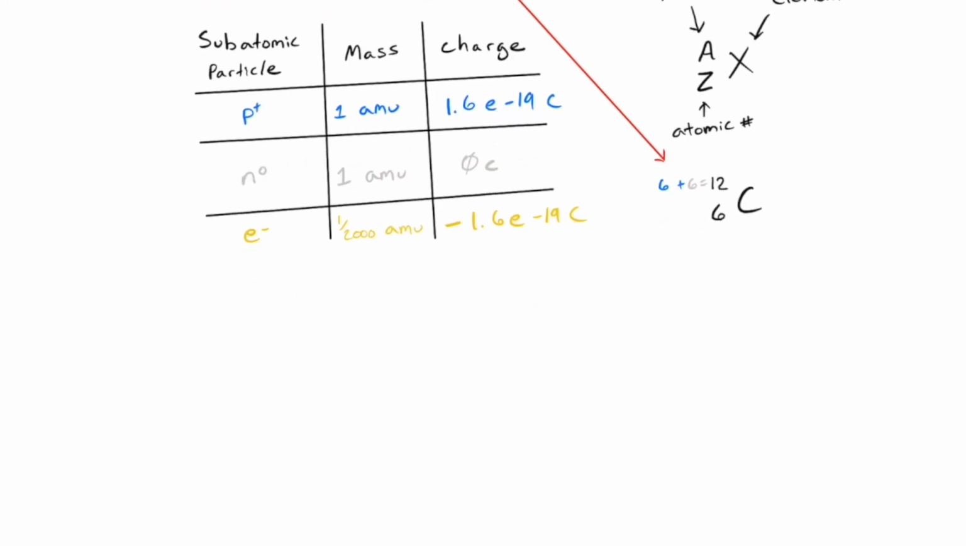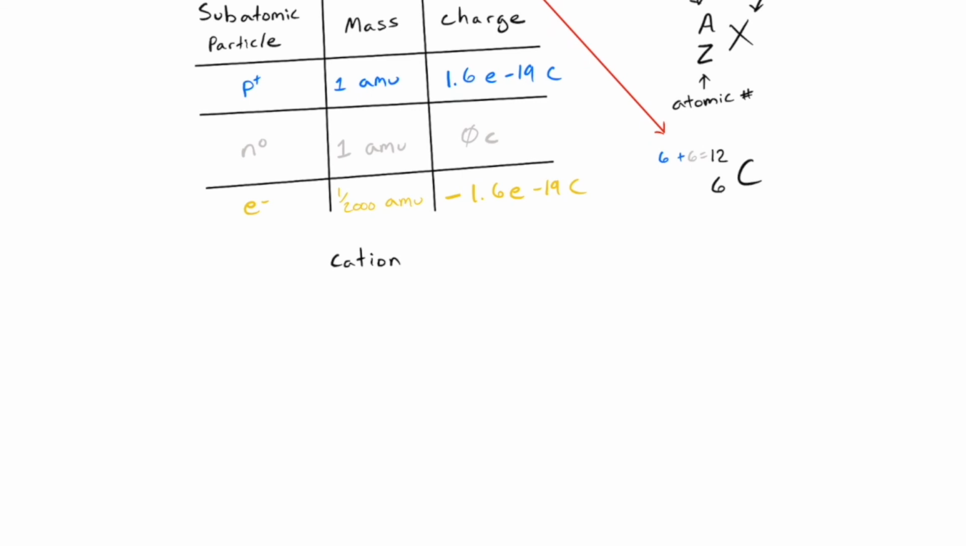Finally, atoms can have a charge. An atom that has lost an electron would be a cation, a positively charged atom, and an atom that has gained an electron would be an anion, a negatively charged atom.